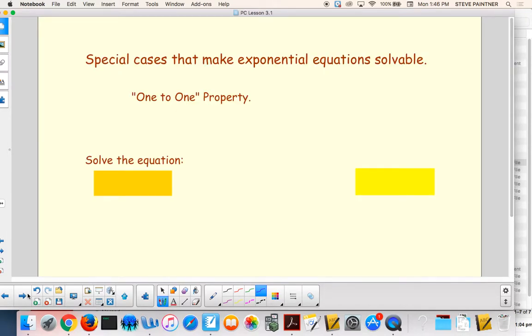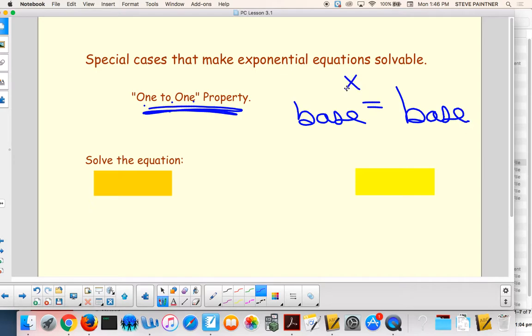All right. Now we get into solving equations, exponential equations. There's one type of equation that's pretty simple. Special cases that make exponentials very solvable are anything that follows the one-to-one property. To me, one-to-one means this: if you have a base number raised to a power of x and a base number raised to a power of y, and these two base numbers happen to be the same base number.